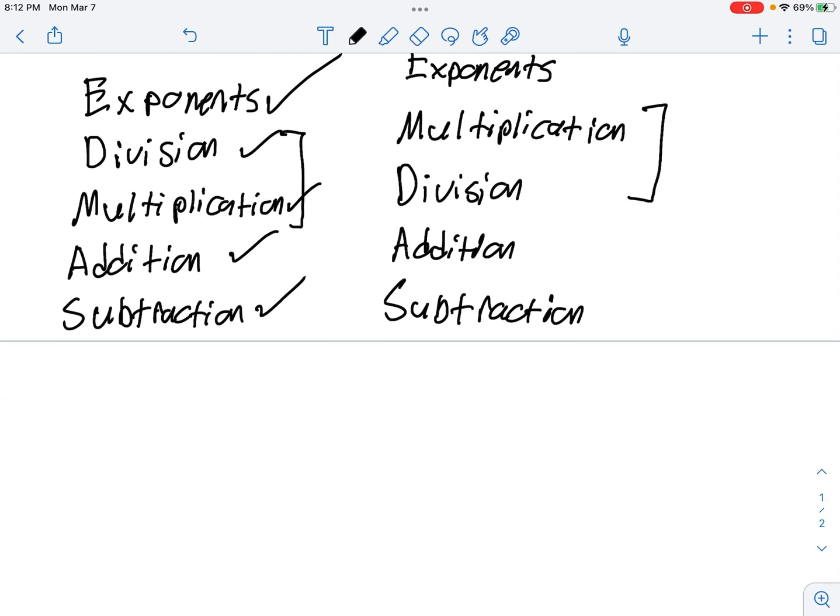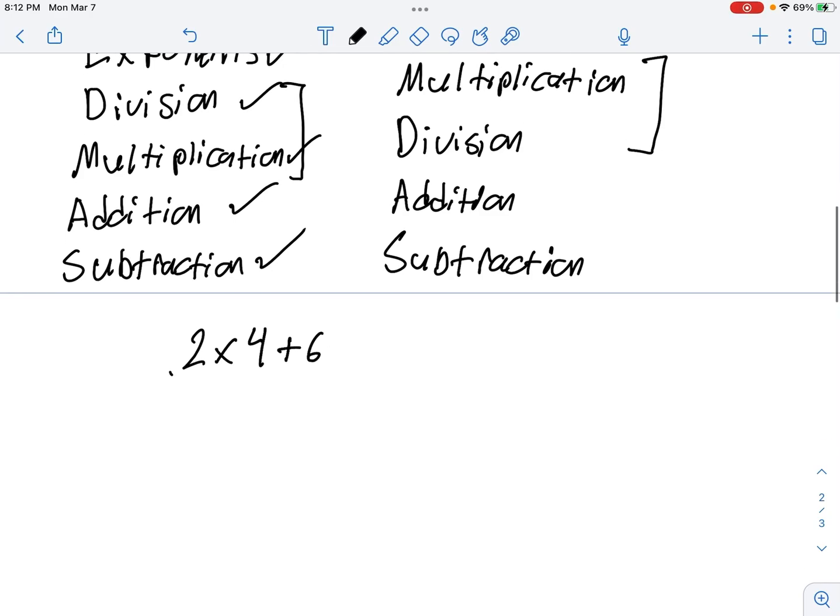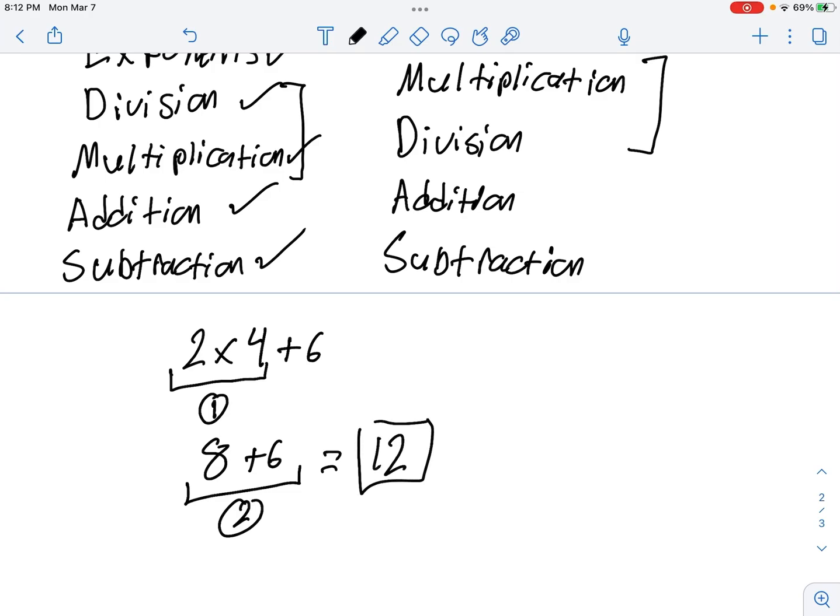So going back to the original example of 2 times 4 plus 6, the first operation we're going to do is the multiplication right here. So we do 2 times 4, which gives us 8 plus 6. And then we finally follow up with the last operation, which is addition, to give us an answer of 12. There we go.